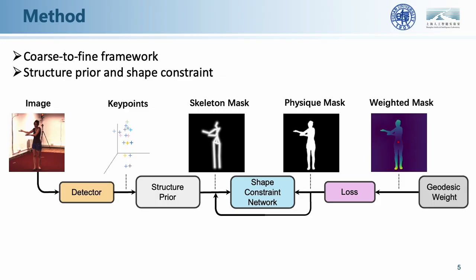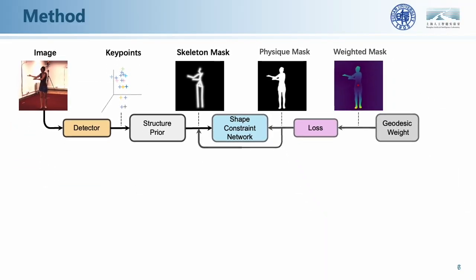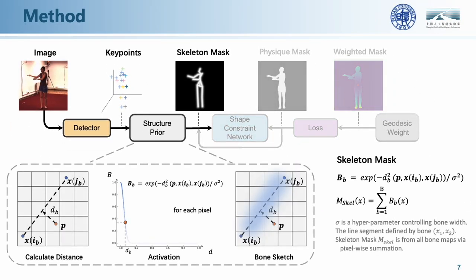smooth solution space. For skeleton mask, it focuses on the structure prior of humans. It establishes distinct interrelationships with articulated parts that collectively define the skeletal structure. Each valid bone connection in the human skeleton can be represented as an extended Gaussian distribution along the line segment defined by its two corresponding key points.